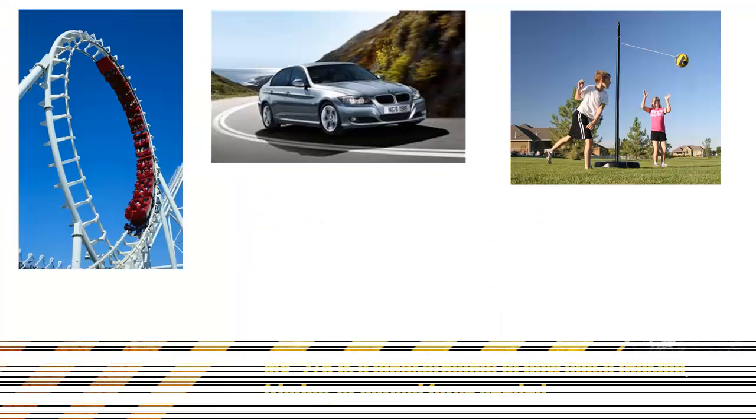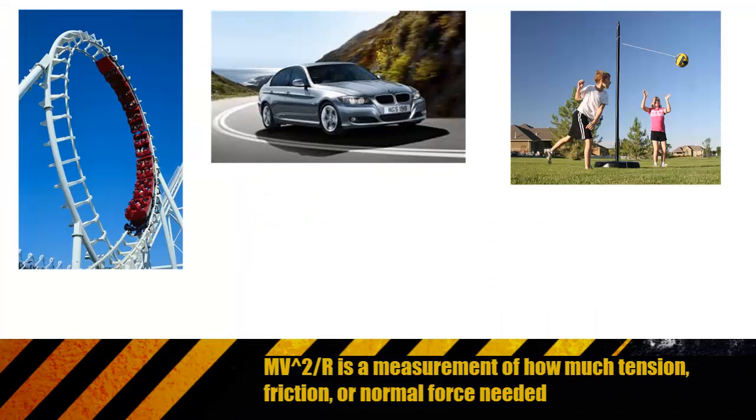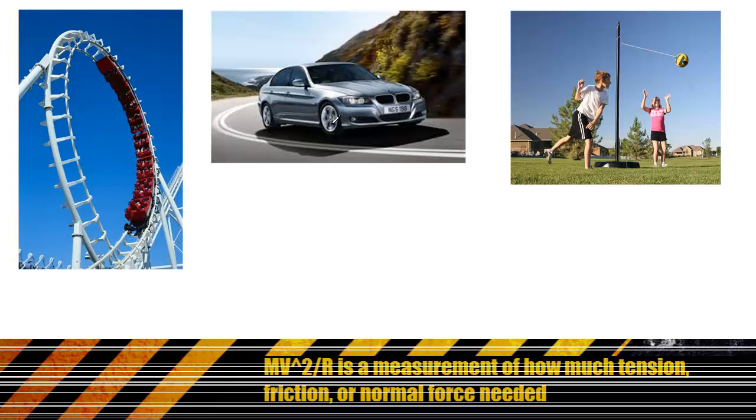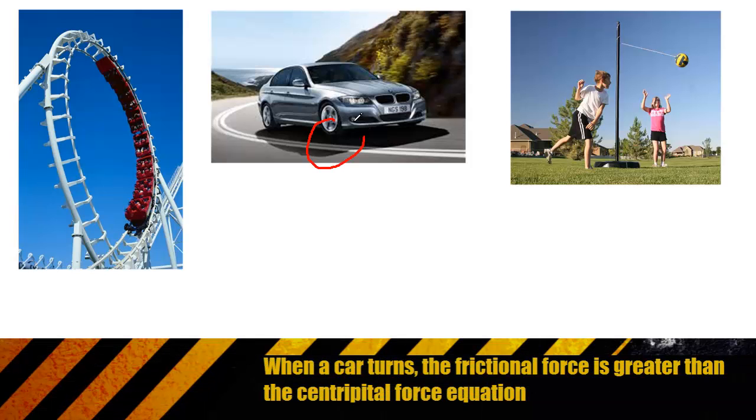The term centripetal force is actually a bit of a misnomer, because there really is no centripetal force out there in the universe causing things to turn. Instead, the centripetal force equation is a measurement of how much other force you would need to make an object turn. In the case of a car turning on a road, the centripetal force is provided by the friction.